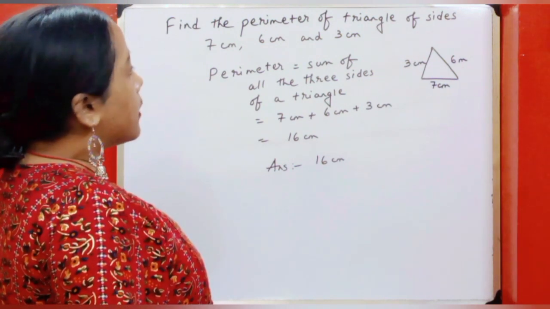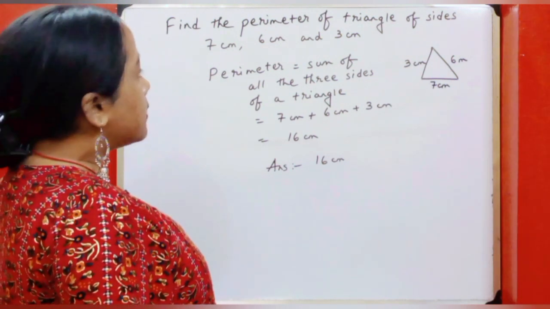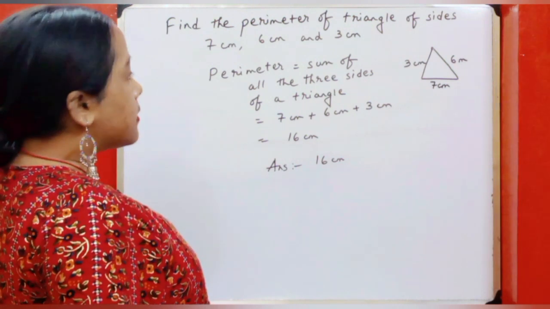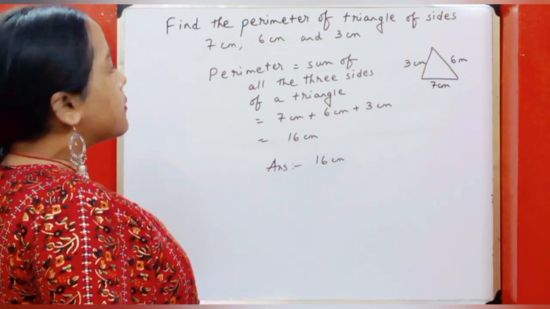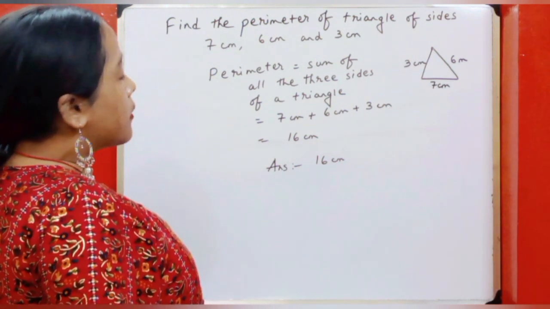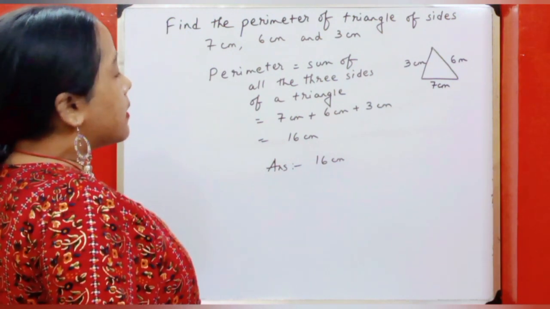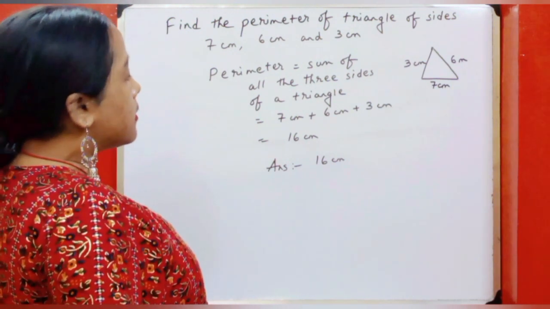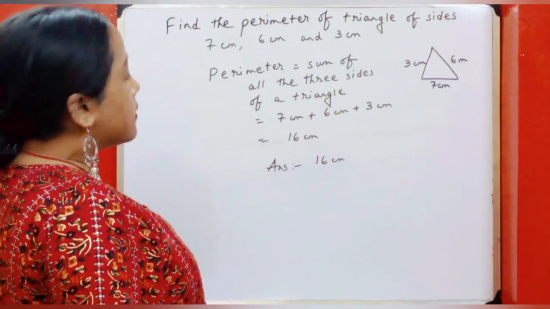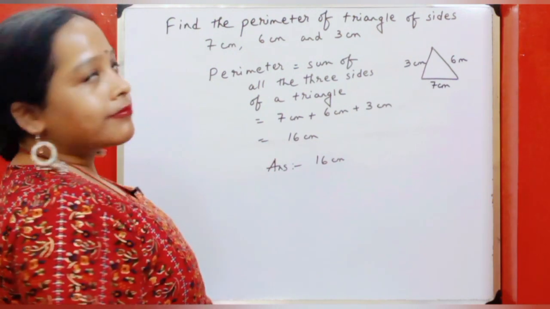Find the perimeter of triangle of side 7 centimeter, 6 centimeter and 3 centimeter. Perimeter is equal to sum of all the three sides of a triangle is equal to 7 centimeter plus 6 centimeter plus 3 centimeter is equal to 16 centimeter. Answer 16 centimeter.